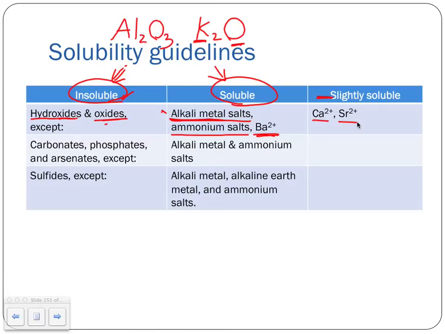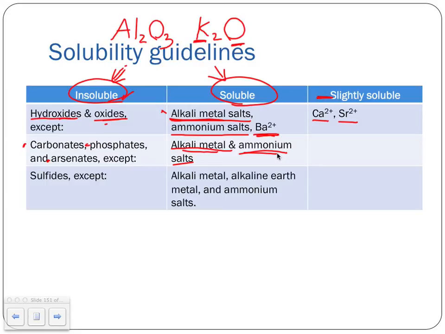The next level we have here are ones that are also typically insoluble: carbonates, phosphates, and arsenates, with the exception of, similar to last time, alkali metals and ammonium salts. So anything carbonate except for an alkali metal carbonate, like sodium or potassium or lithium carbonate. If it's not one of those, then it would be insoluble. If it is an alkali metal as the cation or ammonium as the cation, then it would be soluble.